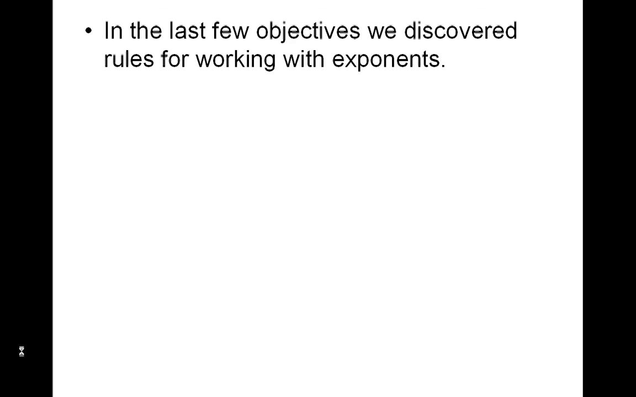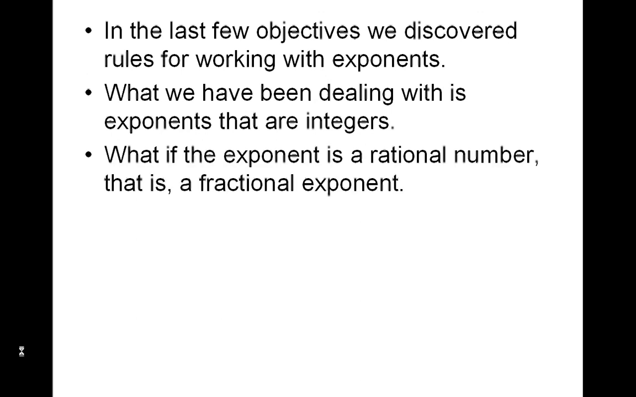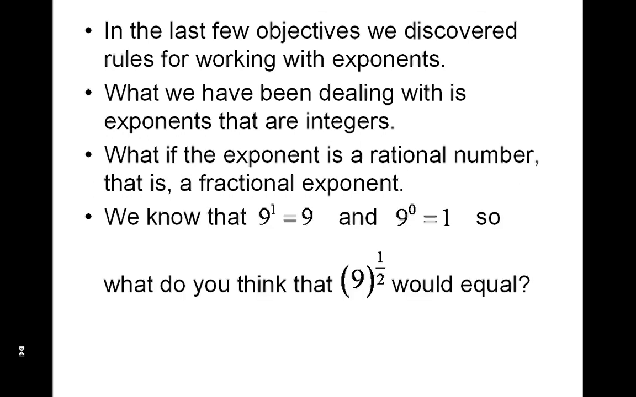We saw that when we multiply monomials, we add those exponents. When we divide, we subtract those exponents. When we raise a monomial to a power, we end up multiplying the exponents. But what we've been dealing with are exponents as integers. But what if we deal with an exponent that's a rational number, that is a fraction?